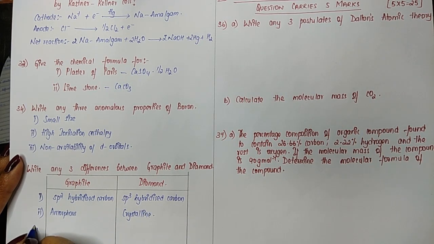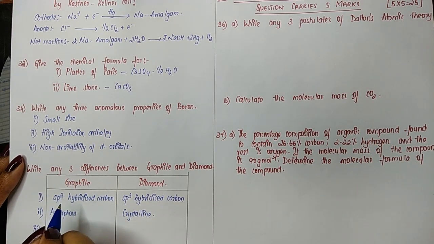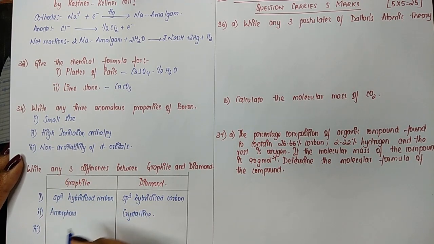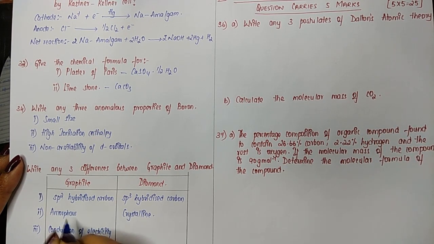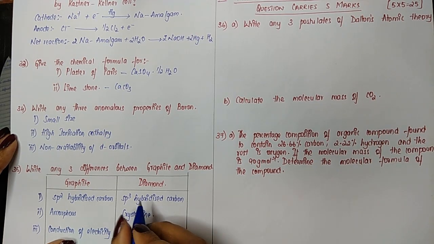The third point here is because they have benzene structure, and one thing that is common in benzene is resonance. So because of that, there is conduction of electricity because of conjugation of electrons in the benzene ring, whereas diamond does not conduct electricity. So 3 points for 3 marks.